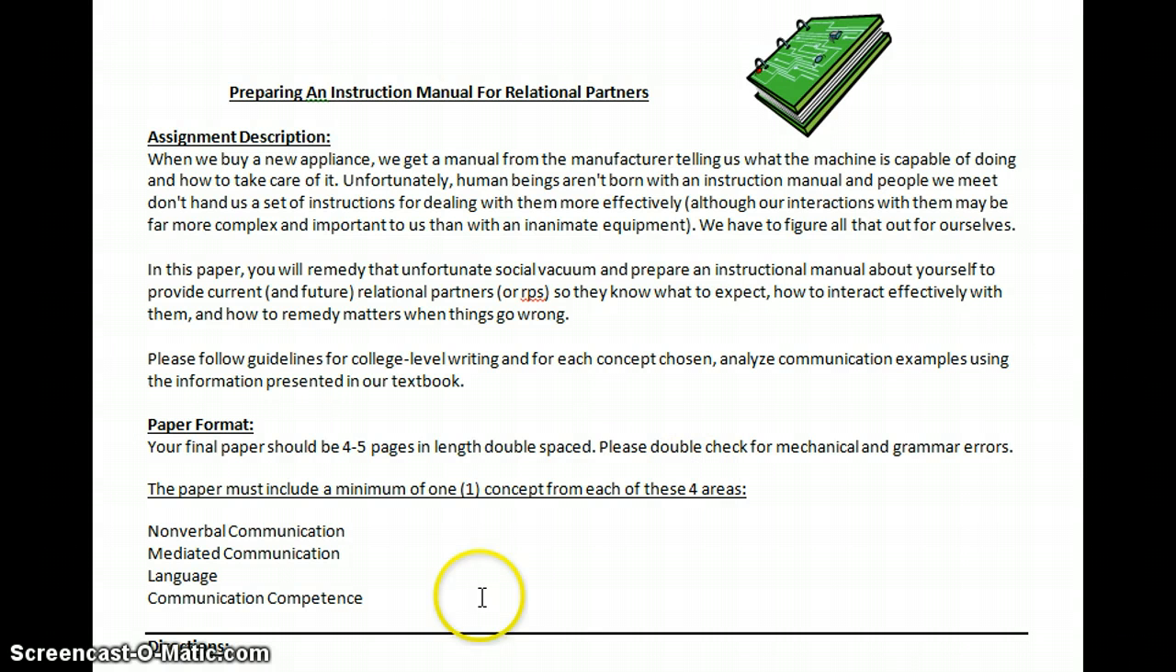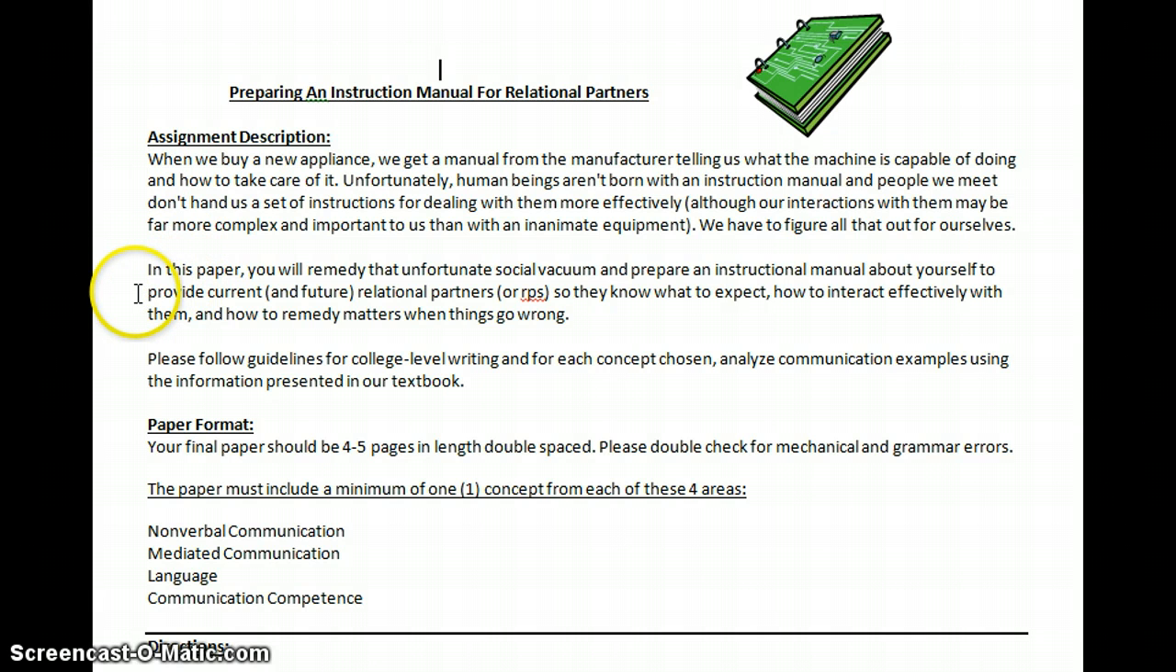If you look here under the assignment description, you see that I start out saying when we buy a new appliance, we get a manual from the manufacturer telling us what the machine is capable of doing and how to take care of it. Unfortunately, human beings aren't born with an instruction manual, and people we meet don't hand us a set of instructions for dealing with them more effectively. Although our interactions with them may be far more complex and important to us than some sort of equipment that we've purchased, we have to figure that out all for ourselves.